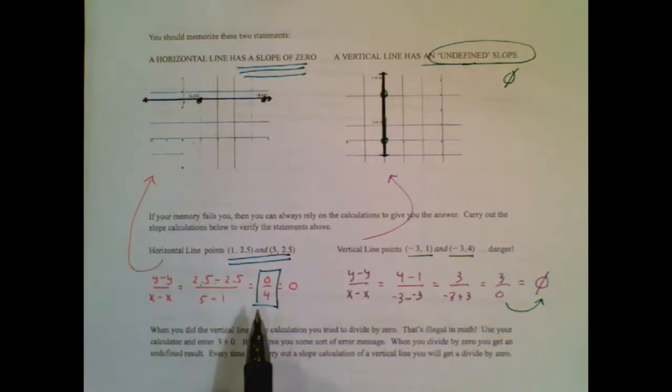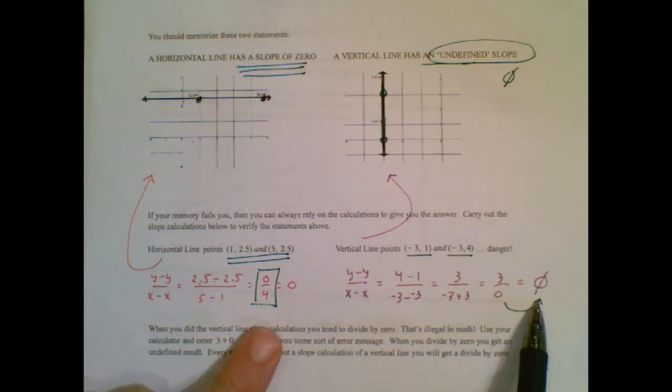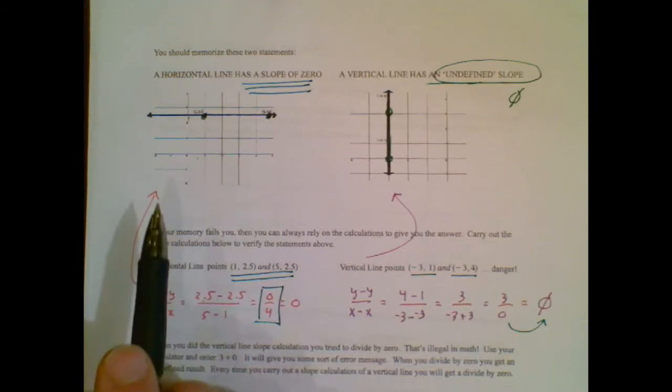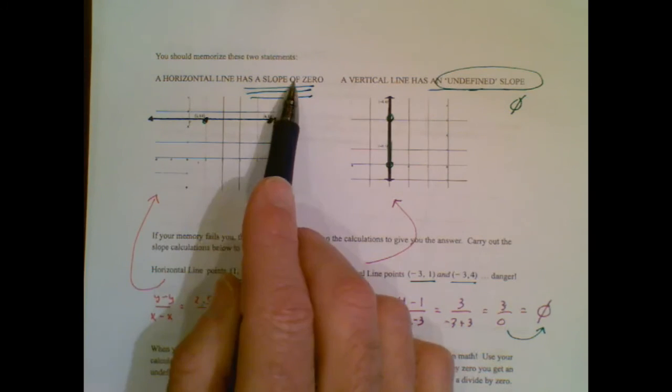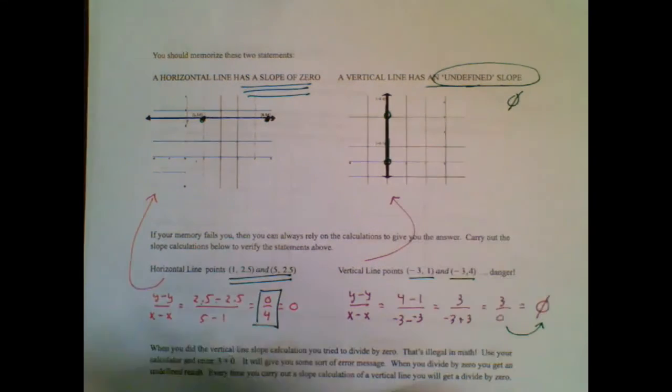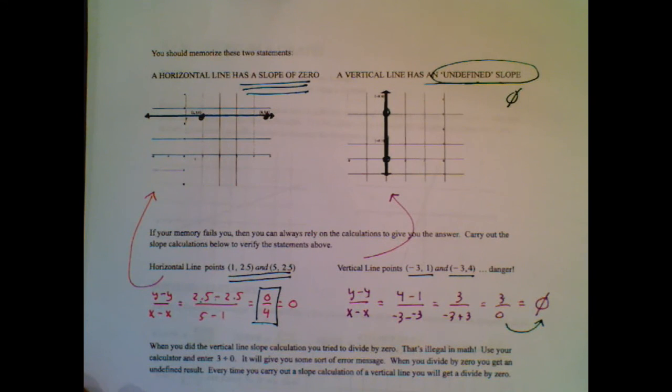Don't mix up 0 divided by 4 equals 0 with 3 divided by 0 means undefined. Go to your calculator and let it tell you if you don't trust your memory. And if you have a great memory, you just always know horizontal lines, slope of 0. Vertical lines, a slope we call undefined.